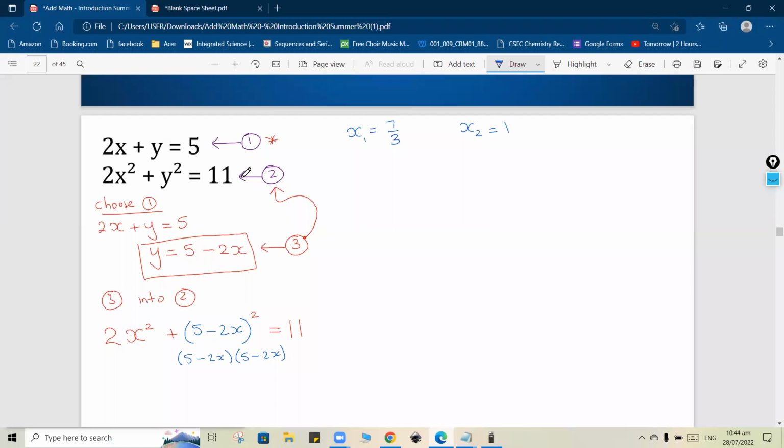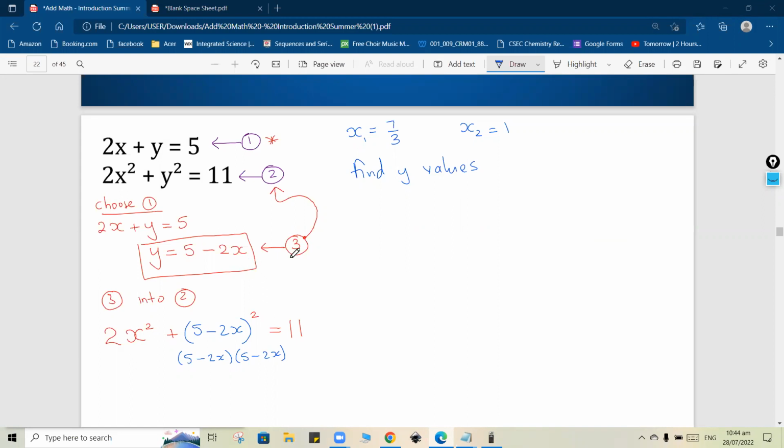To find the y values now, you can run back to any one of these equations: equation 1, equation 2, equation 3. But which one did I advise to run back to? Which equation is the easiest one to run back to?